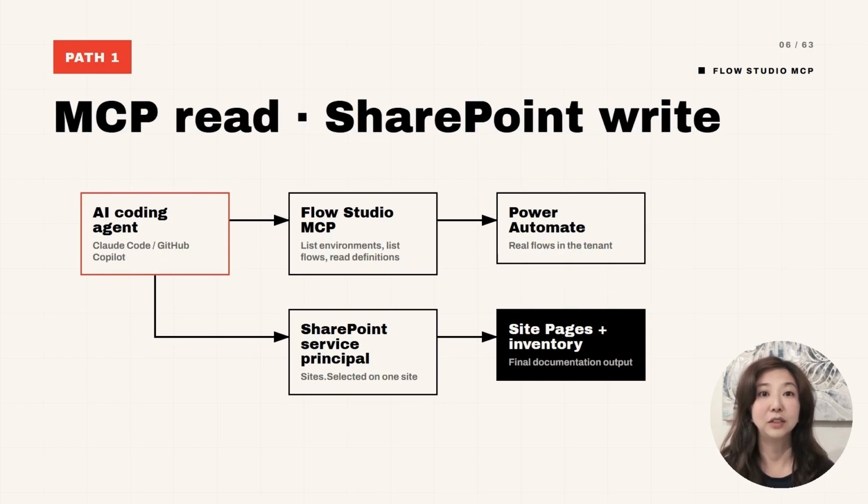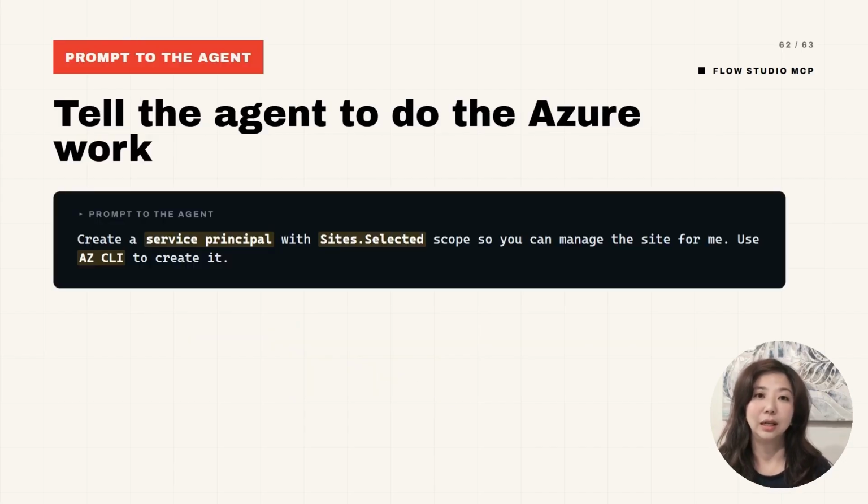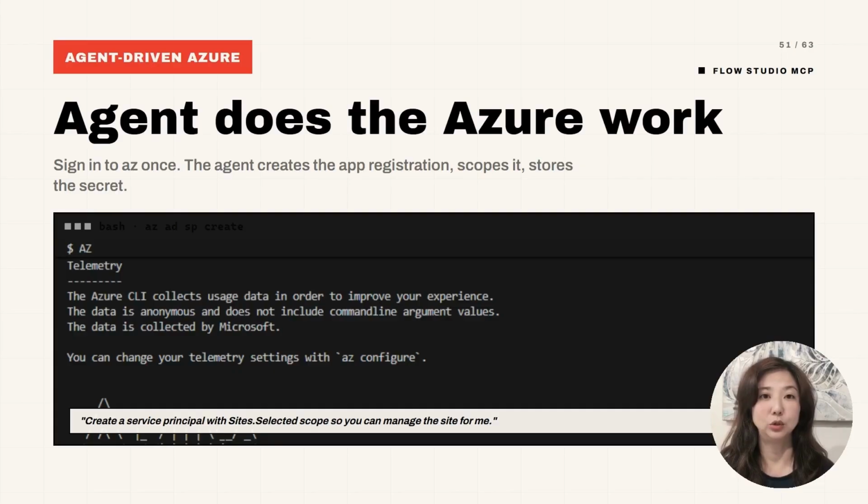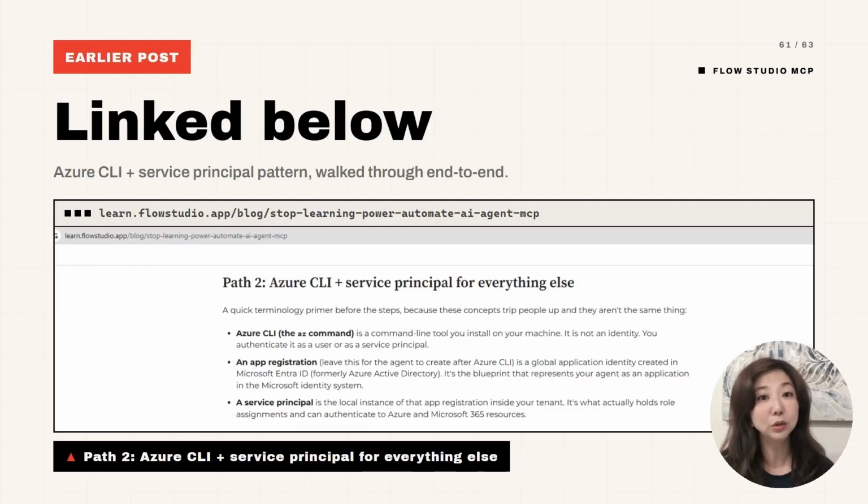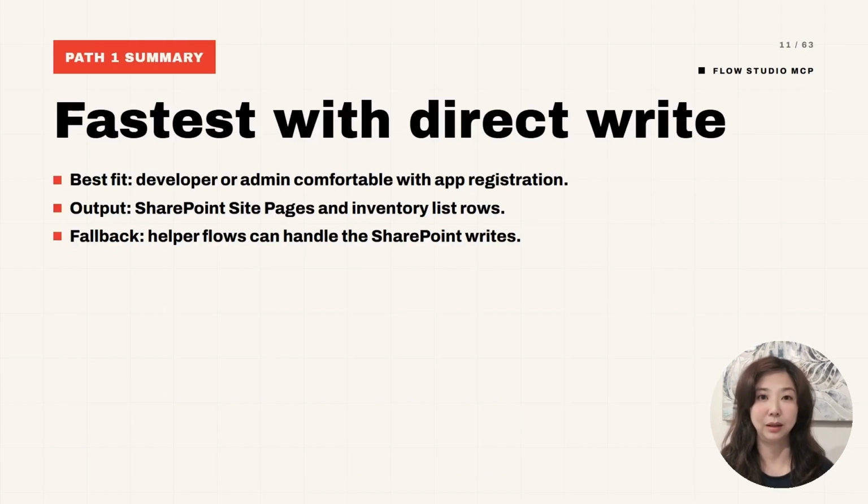Though, direct service principal route is the quickest, and the fastest setup is to ask the agent to do the Azure work for you. So you can tell the agent, create a service principal with sites selected scope so you can manage the site for me. Use AZ CLI to create it. Your agent may need you to sign in to AZ once. After that, it can create the app registration, scope it, and save the secret for the project. I walked through that pattern in an earlier post. The link is below. That's pass 1, fastest with service principal, still workable with the dispatcher fallback. On to pass 2.